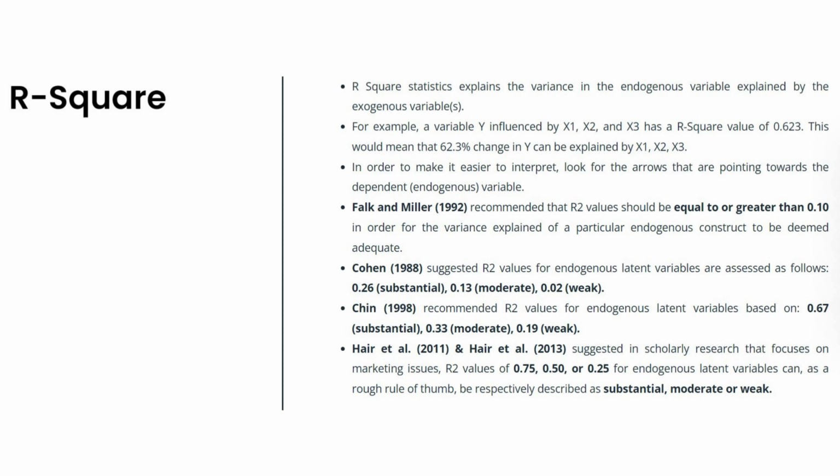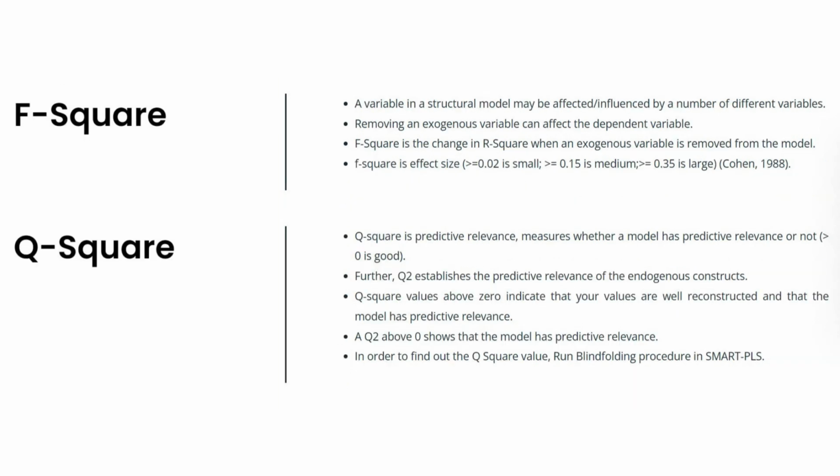Hair et al., 2011, Hair et al., 2013, suggested in scholarly research that focuses on marketing issues, R2 values of 0.75, 0.50, or 0.25 for endogenous latent variables can, as a rough rule of thumb, be respectively described as substantial, moderate, or weak. F-square: a variable in a structural model may be influenced by a number of different variables.